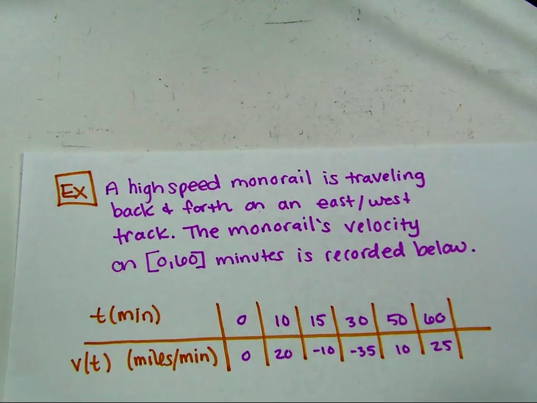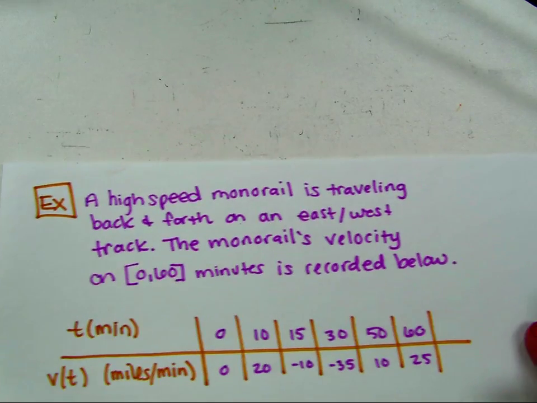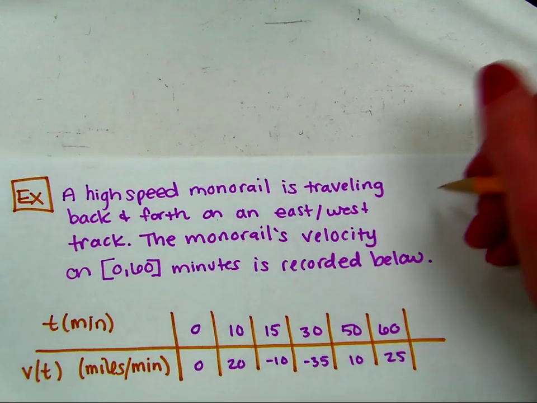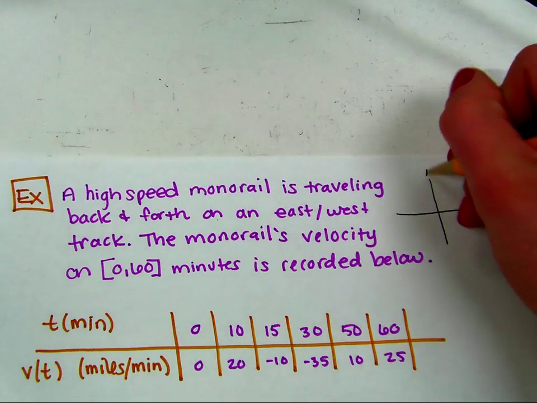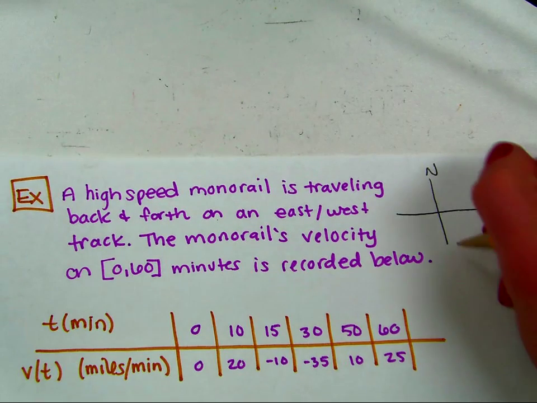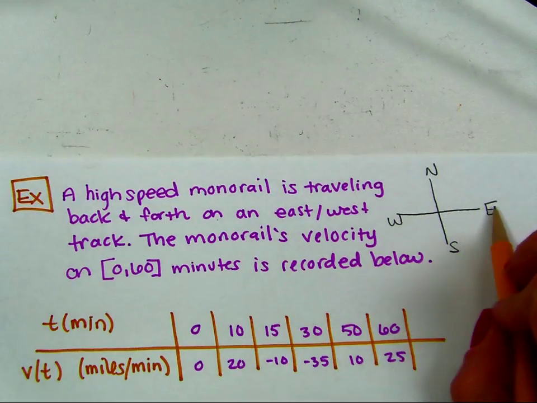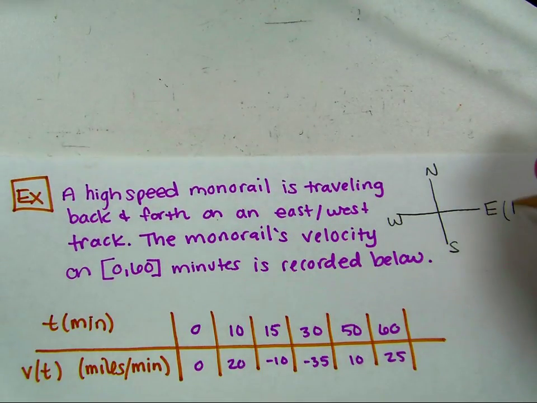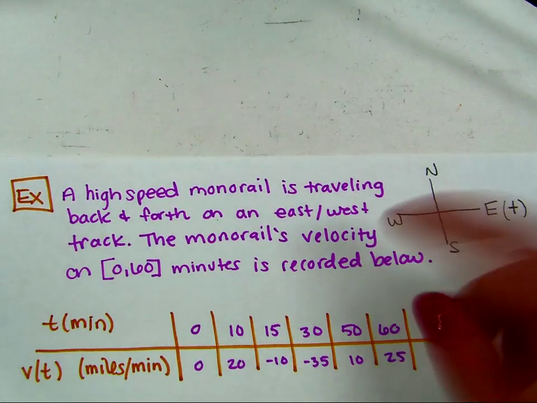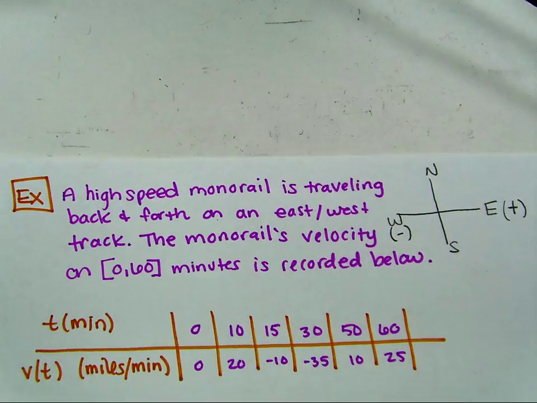Notice that some of the velocities are positive, some are negative. If you think about a compass on a piece of paper, north is up top, east is to the right, south is bottom, west is to the left. Since east is to the right, east is probably your positive velocities, and west is to the left. Those are probably your negative velocities.